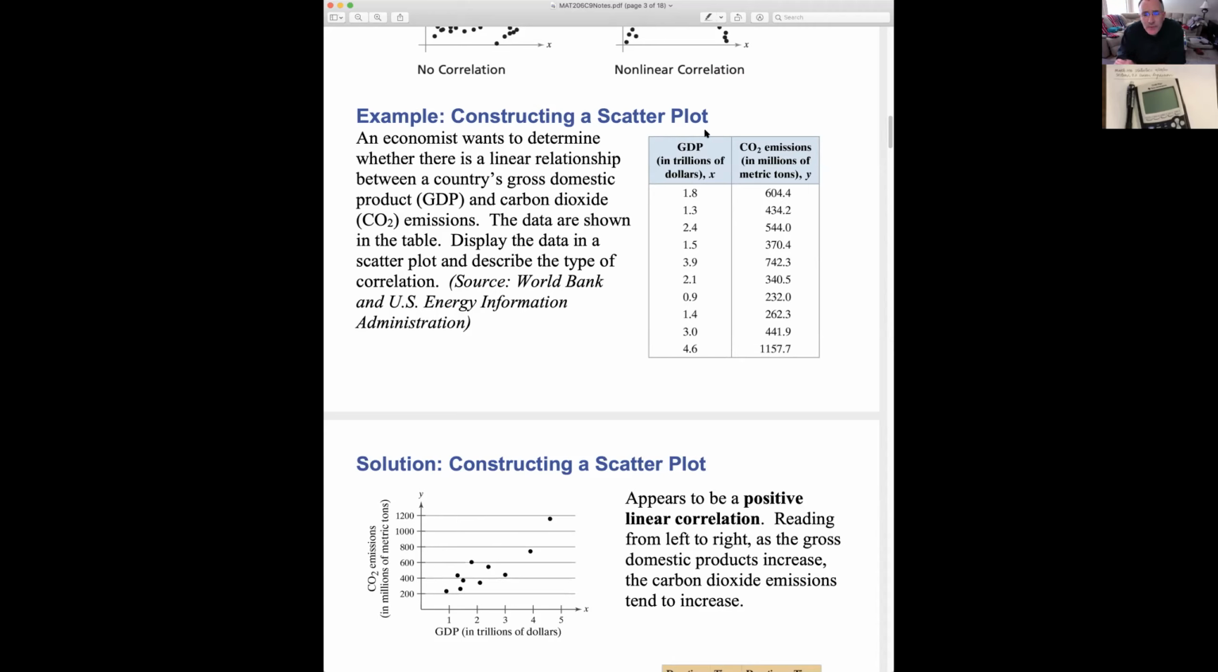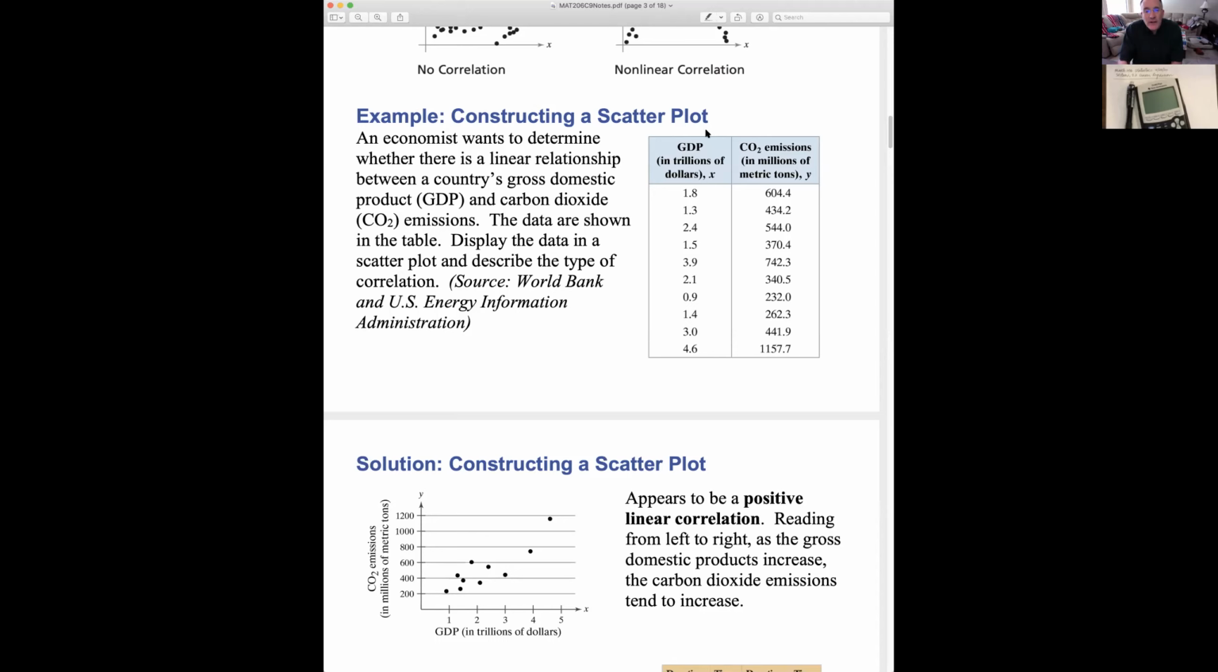It just seems reasonable that as a country gets wealthier, some of that wealth is due to factories and manufacturing, and some of that wealth is spent on new cars and other CO2 producing objects. So we would think that as a country gets wealthier, it's going to produce more CO2. Whereas if you were a poorer country and folks were just living in huts and working on farms, they didn't drive cars, they didn't have factories, it would seem like they would be producing a lot less CO2.